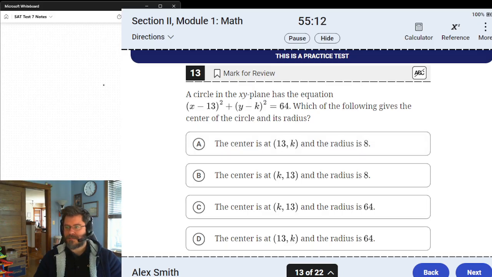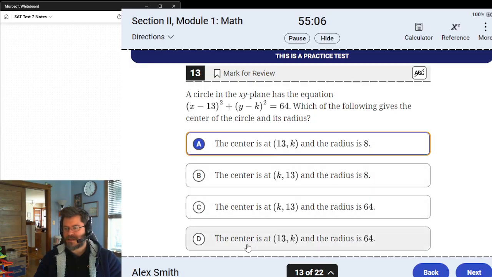All right, we got a circle, standard form, center at 13K. So I know the answer right away is going to be this one.